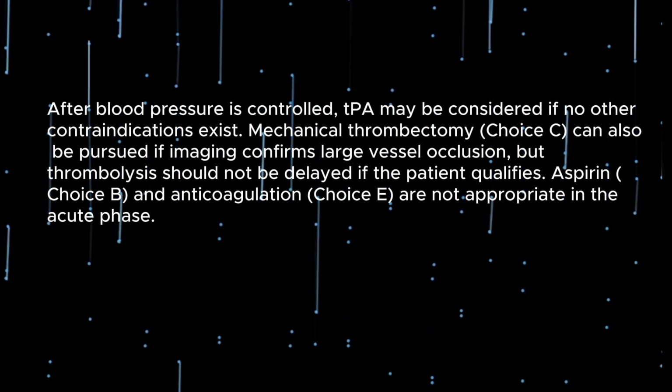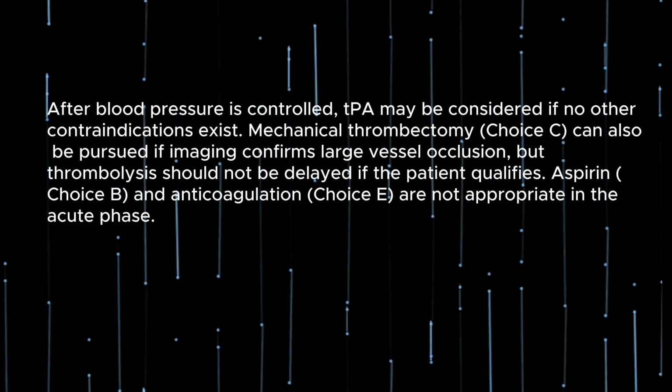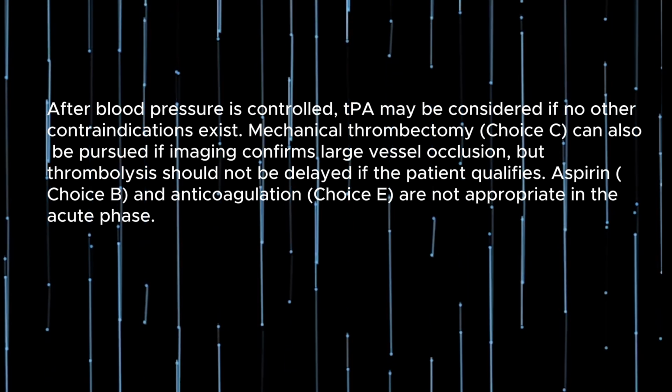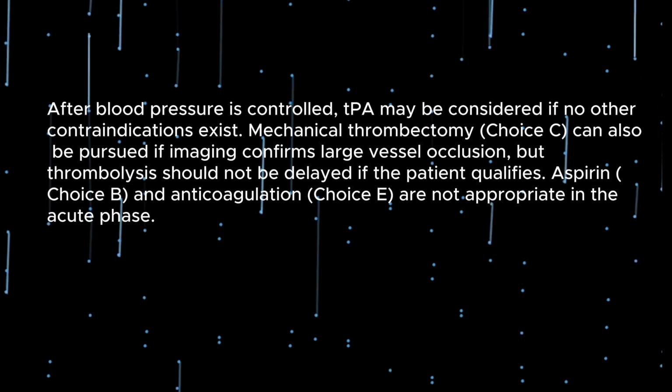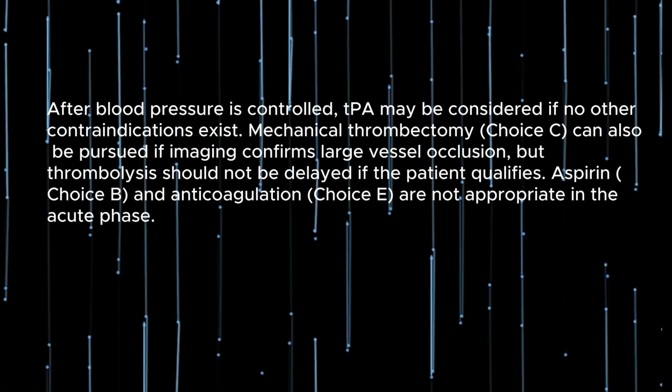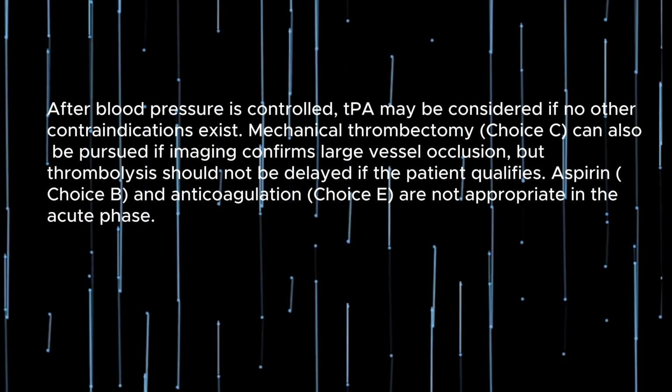Mechanical thrombectomy, choice C, can also be pursued if imaging confirms large vessel occlusion, but thrombolysis should not be delayed if the patient qualifies. Aspirin, choice B, and anticoagulation, choice E, are not appropriate in the acute phase.